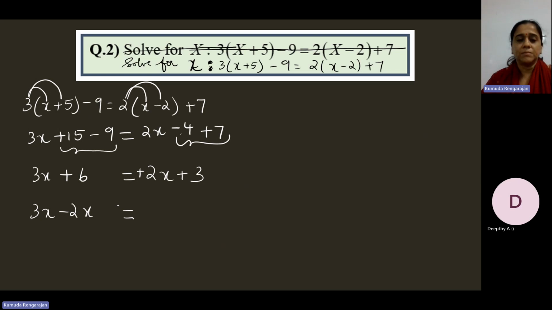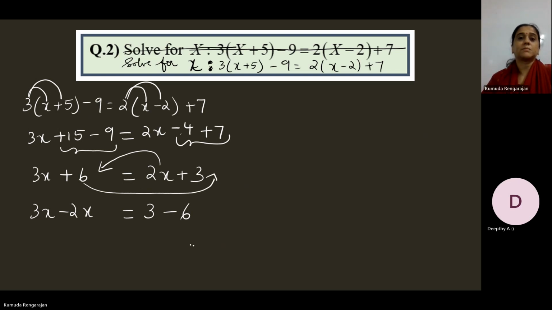Is equal to, where is 3? RHS. It's there only. It's going to be there only. Now from the left hand side, who's going to come to the right hand side? Plus 6. So it comes to the other side as minus 6. It comes to the right hand side as minus 6. So see here, what we have done is we've transposed this. 2x comes to the left hand side as minus 2x, plus 6 to the right hand side as minus 6.